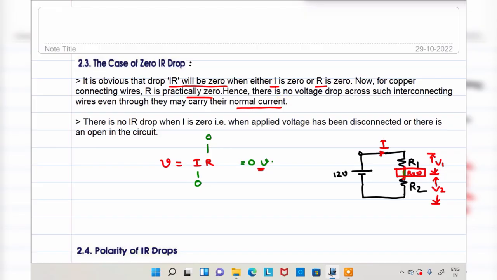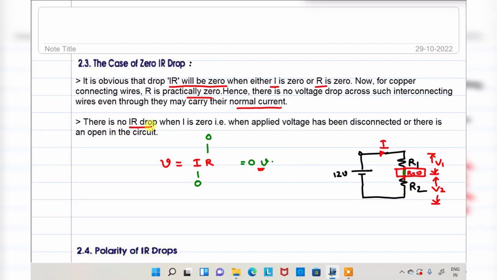So practically you need to remember that while calculating any voltage drops, you don't want to consider the interconnecting wires between the resistors or any other components. If you are using copper, practically the voltage drop is 0, even though it is carrying the normal current. That is the first point. All of you following? Right. We are moving to the second.